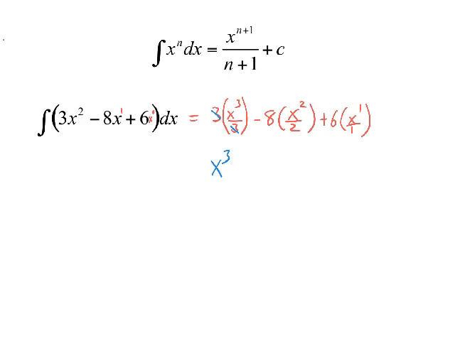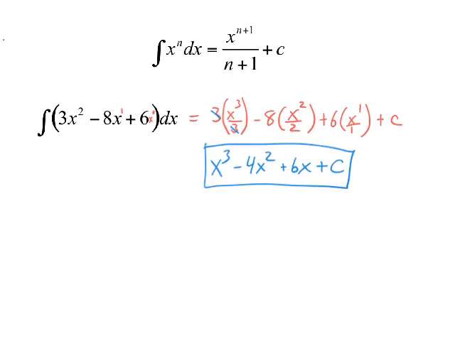You know what I just forgot? Plus c. That darn plus c is so easy to forget. Next, 8 divided by 2 gives you a negative 4x squared. And then x to the first divided by 1 is just x, so this is plus 6x. And I'm not going to forget c this time. This would be the antiderivative, or the integral, of this original function.